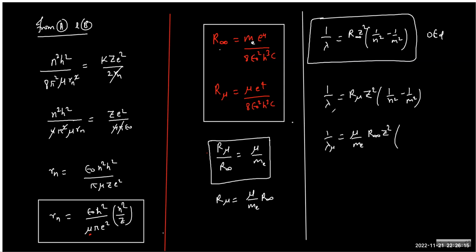So let's change the symbol also. That looks better. And what is interesting to know is that 1 by lambda mu is mu by m, and the rest was earlier present. So can we say this is 1 by lambda? Yes. So you can again see that we have a relation. The lambda mu is lambda by mu by m.